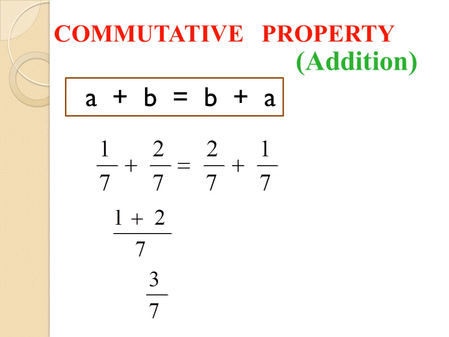On the right hand side, we change the order. The first number becomes the second and the second number becomes the first. Now we add 2 by 7 plus 1 by 7. What do we get? 2 plus 1 by 7. Your resulting answer is 3 by 7. So what do we understand in addition? For rational numbers, the commutative property is true. It means that you can interchange the order of numbers when you are adding rational numbers.